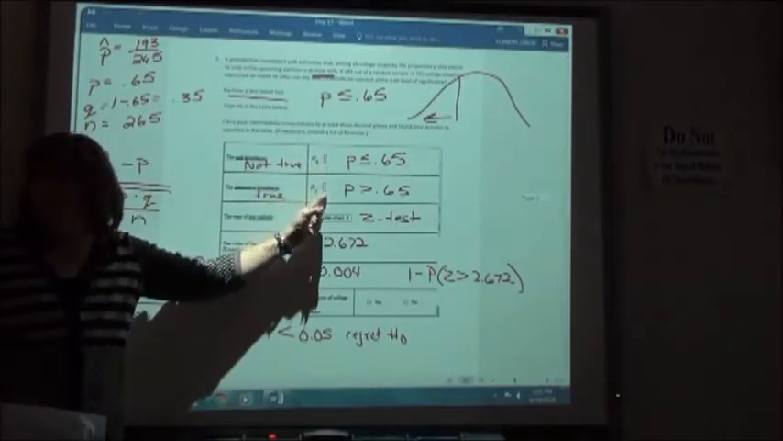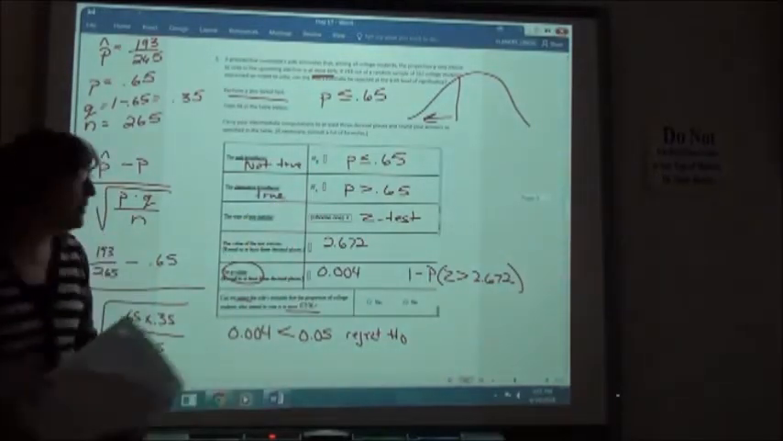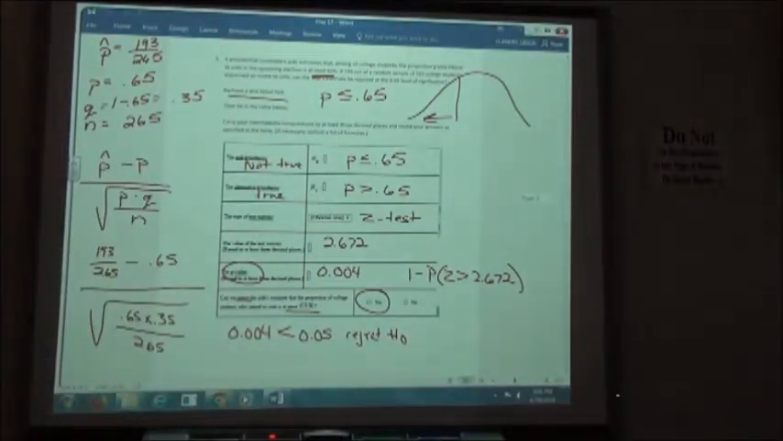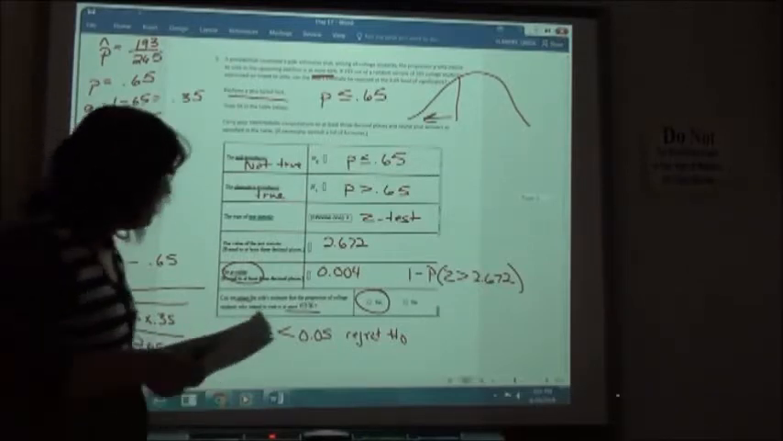Yes, we can, because we're saying the other thing is true, right? So yes, we are rejecting that first claim. We're saying that first claim is not true. I know, it'll take some practice. It took me a while to figure it out, for sure.